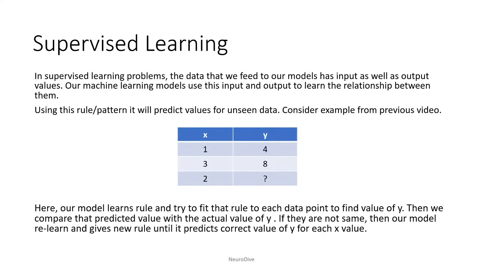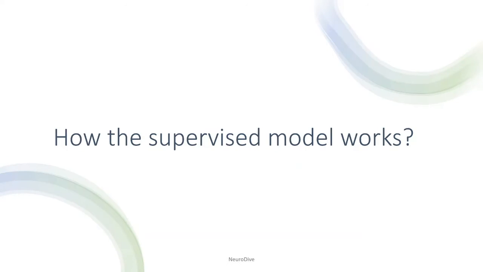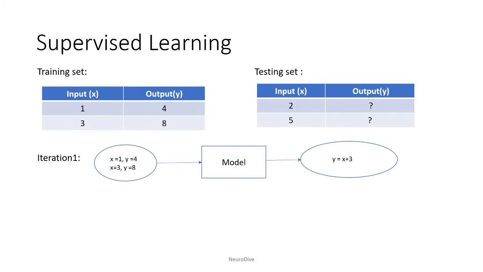So let's see in detail how our supervised learning model works. Here we have two data sets. The first one that we will feed to our model is called the training set. The next one, for which we have to predict the value of y when the values of x are given as 2 and 5, is called the testing set. So let's see how it works.